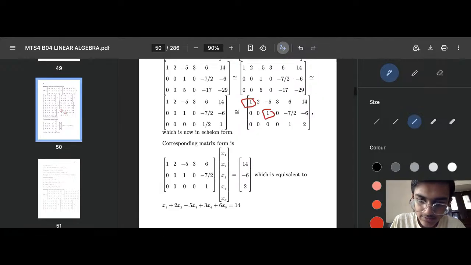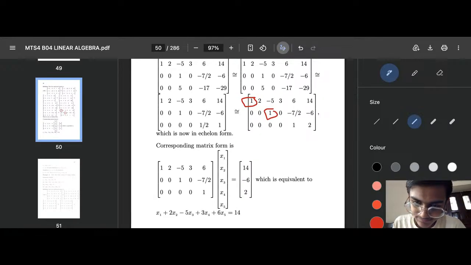The rightmost column does not have any pivot element as such. It doesn't have any pivot element. You can check here, it is not a pivot element. So this is a case of infinitely many solutions. You have two pivots. R is 2, the number of pivots is 2.